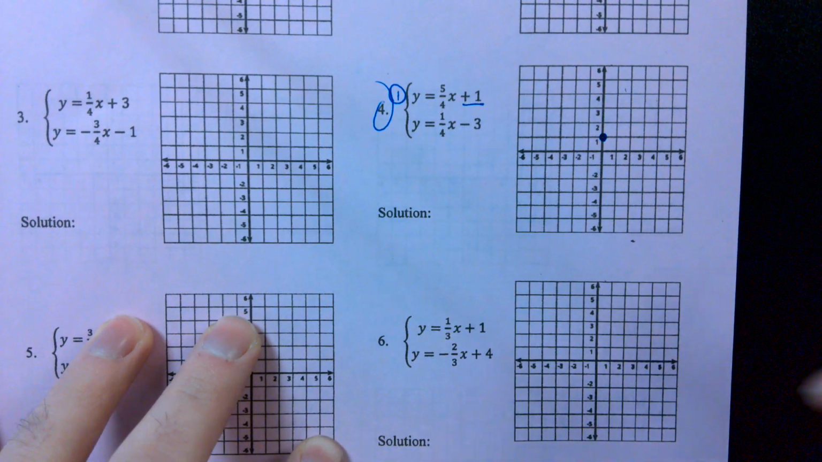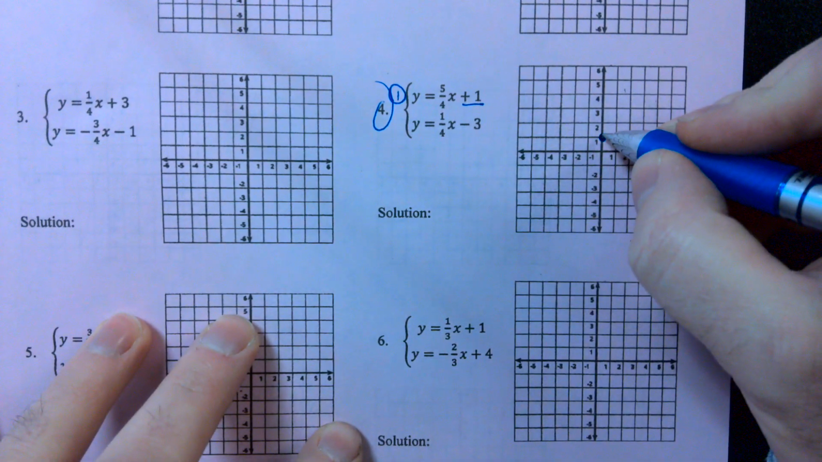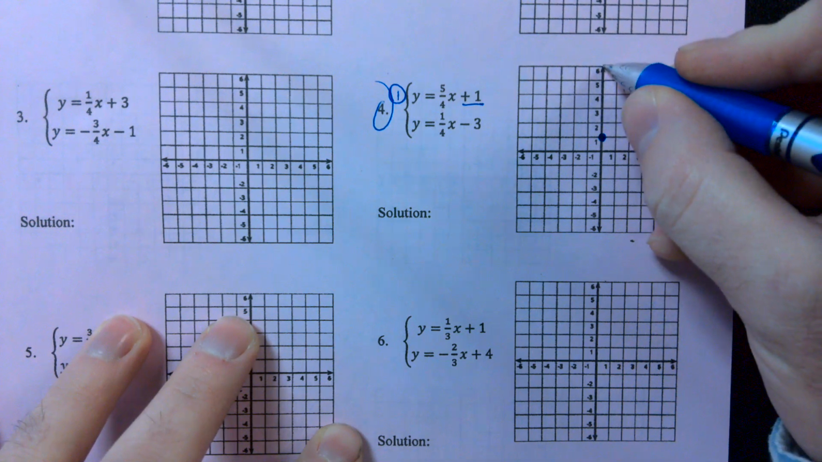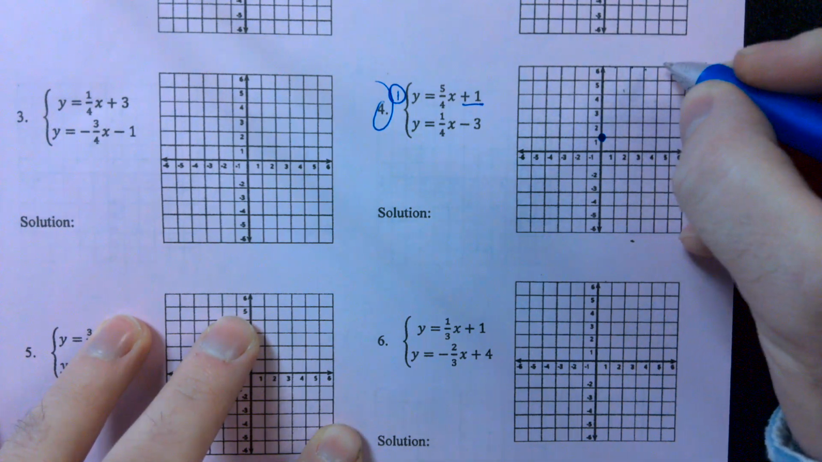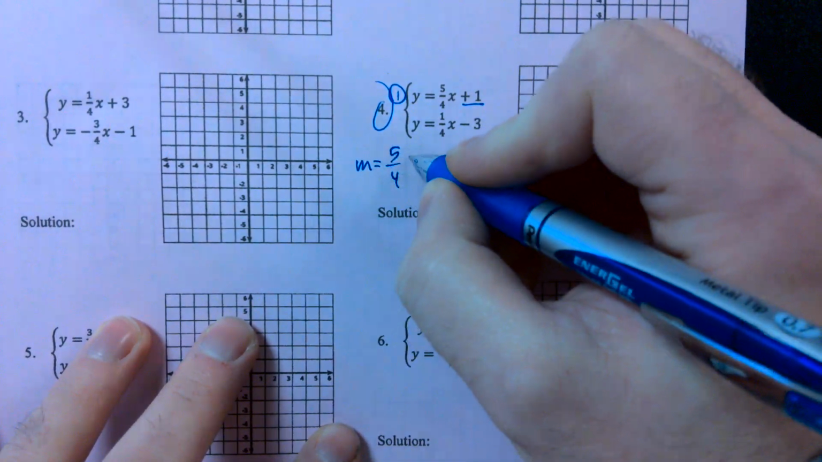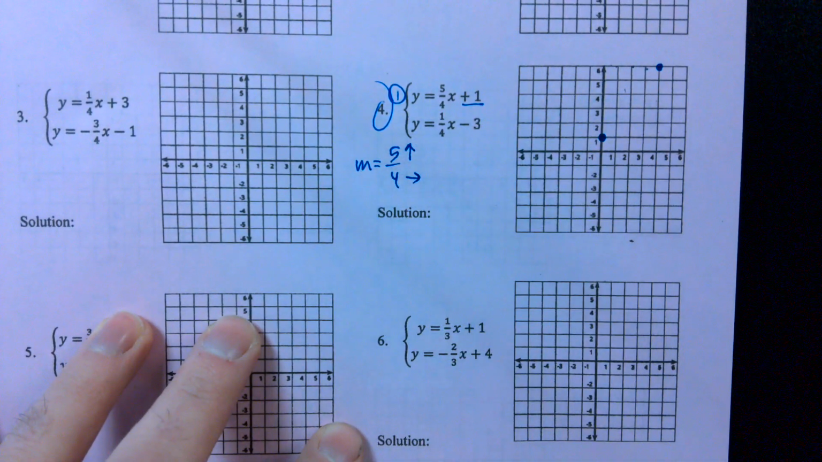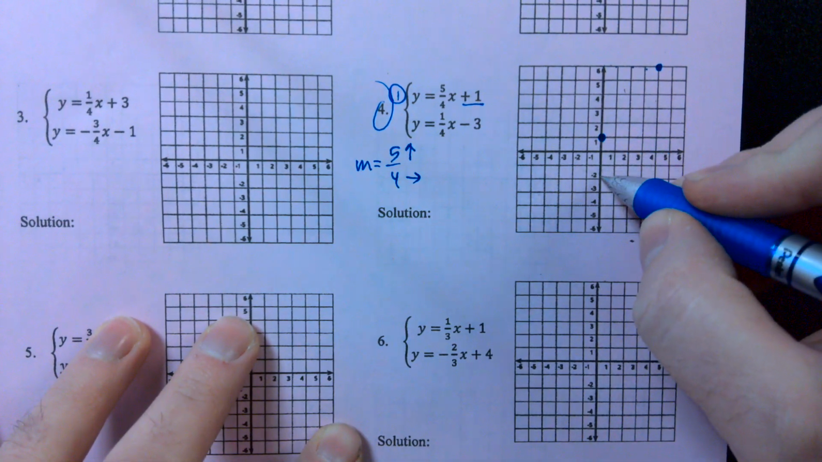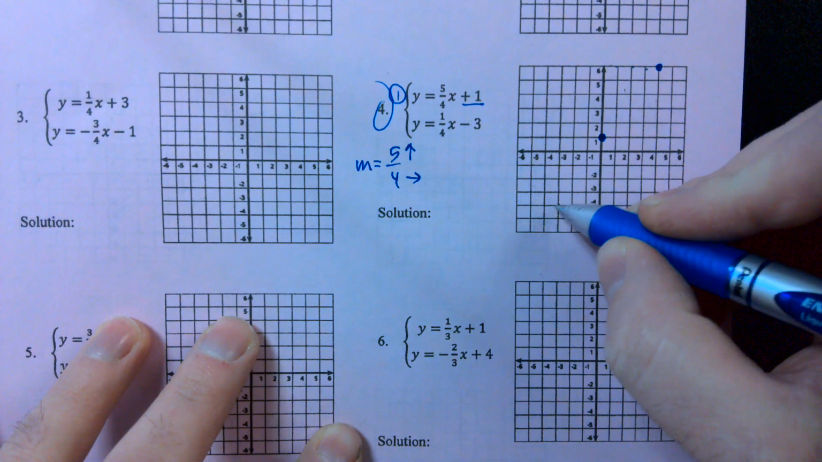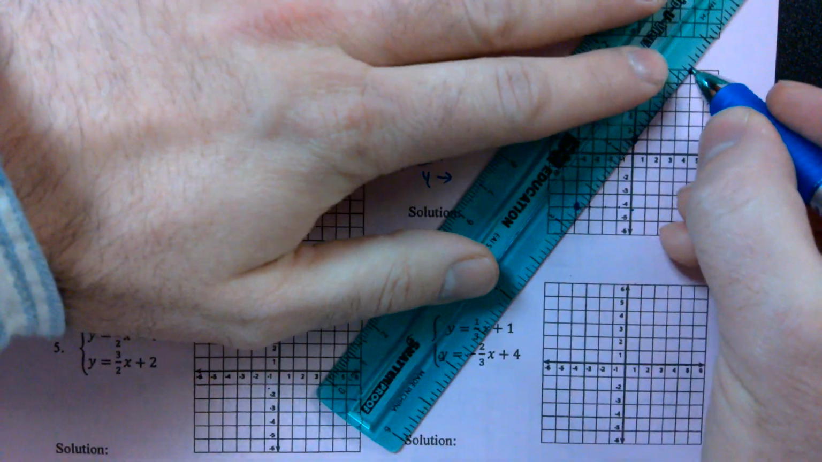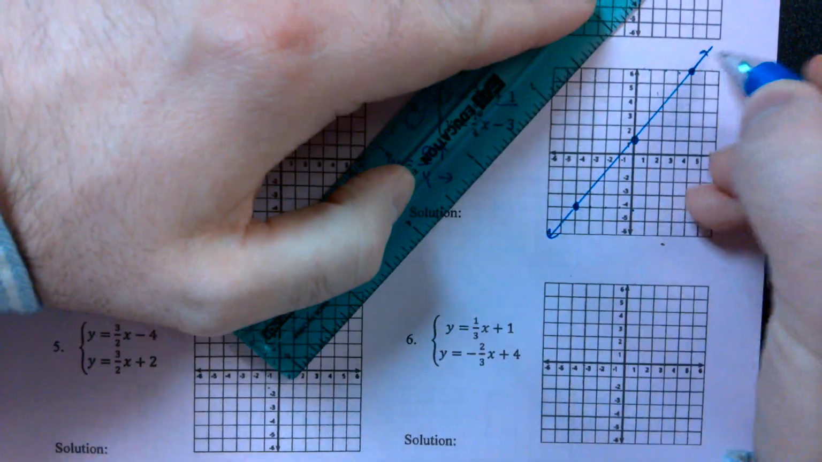Am I going to go up or am I going to go down? I'm going to go up because it's positive. 1, 2, 3, 4, 5. And I'm going to run 1, 2, 3, 4 to the right. Remember, if my slope is 5 over 4, I'm going to rise 4 up, run 4 to the right. I'm going to do the same thing but backwards. Down 5, left 4. Boom. That gives me my nice straight line right there, cutting through my y-intercept of positive 1, just like that.